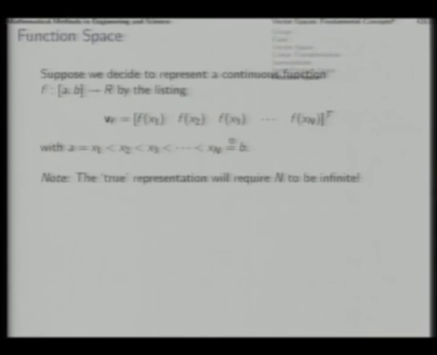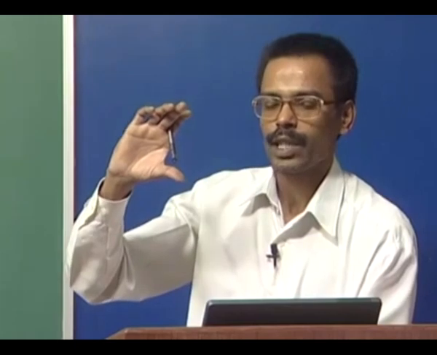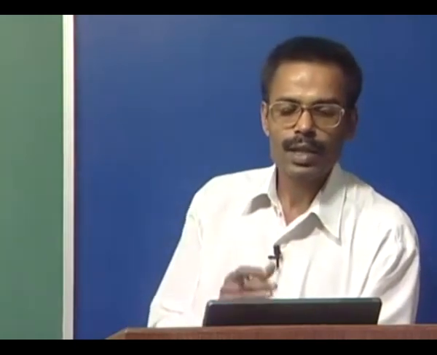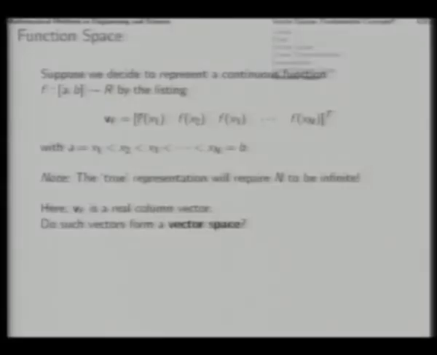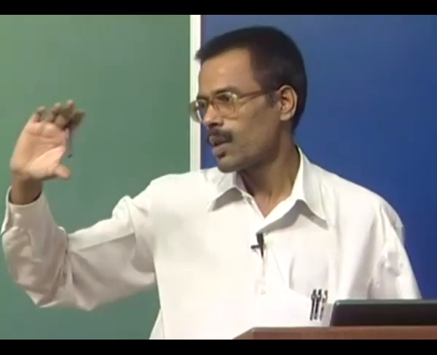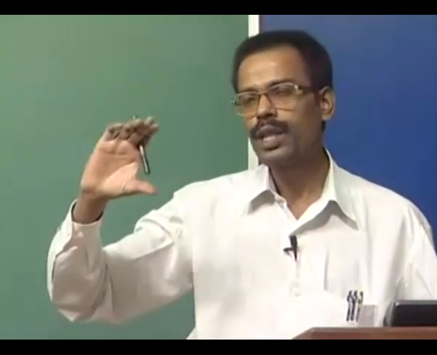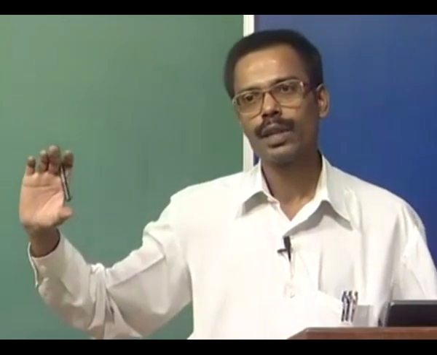The true representation of the function will require this capital N to be infinite, because the function is continuous over the entire continuous domain A to B, the full interval. Now, this vector that we have written here is an n dimensional column vector, capital N. If we take several functions and for each function we work out its values at these n points and get such column vectors, will all these possible column vectors together form a vector space?